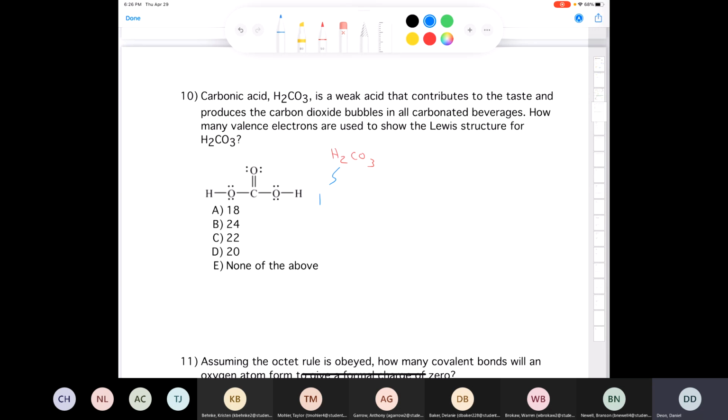Hydrogen has 1 valence electron, and there are 2 hydrogen atoms. Carbon has 4 valence electrons, and there is 1 carbon. Oxygen has 6 valence electrons, and there are 3 of those. So we have 2 plus 4 plus 18, which gives us a total of 24 valence electrons. And there you have it. The reason I put this on here is in case somebody just tallied up the dots. Those are the lone pairs, the unpaired electrons, but those do come from valence electrons. Also, the electrons in the bonds come from valence electrons.